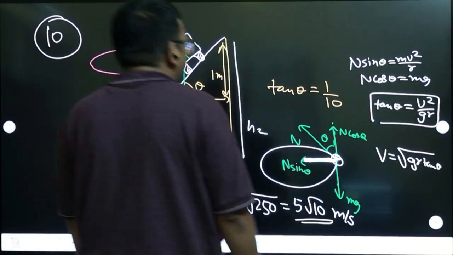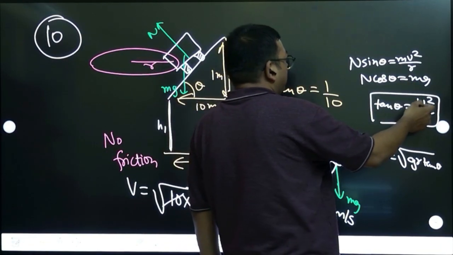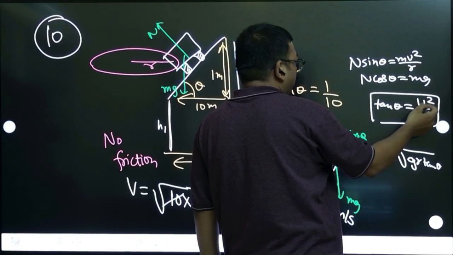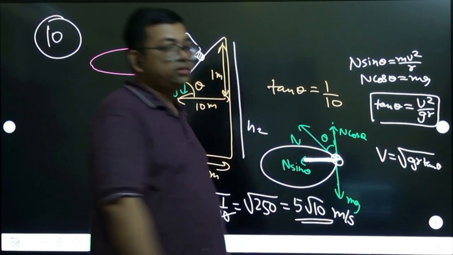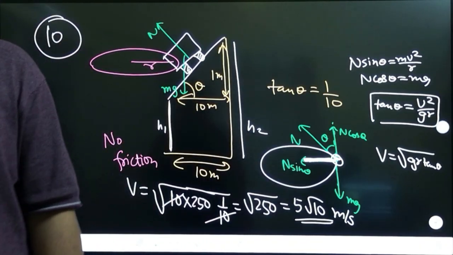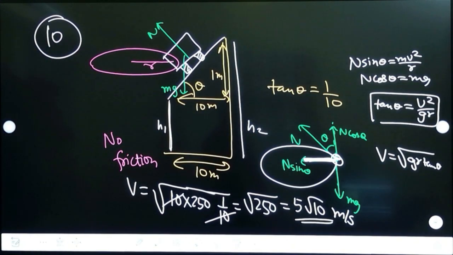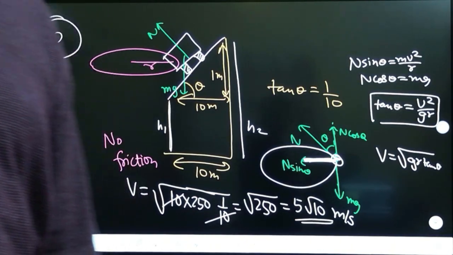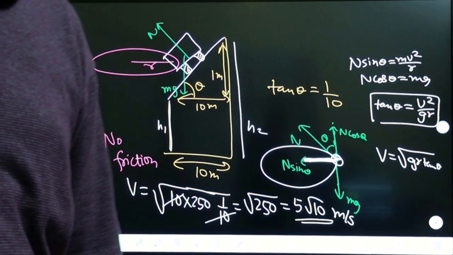Yeah, that's what it is, right? a_c by g. a_c is v square by R, divided by g. That's what it is. Then any other questions, doubts, any conceptual thing, ask.